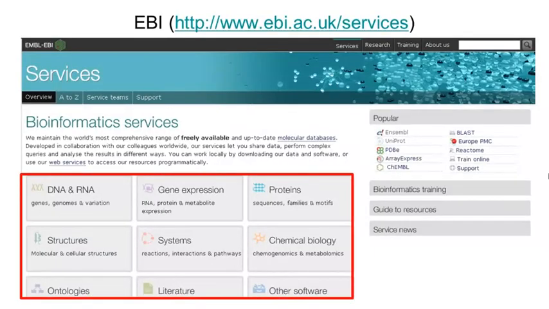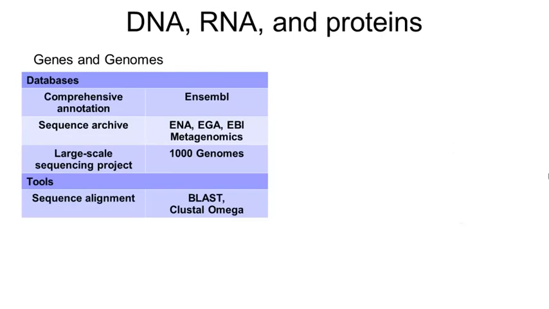EBI has resources for DNA, RNA, and protein sequence retrieval and analysis, protein structure analysis, gene expression analysis, pathway analysis, ontologies, and so on. For genes and genomes, an important resource at EBI is the Ensembl database, that is a comprehensive secondary database of gene and genome annotations. EBI also archives raw sequence data such as metagenomics data. It is also home to the 1000 Genomes Project that we talked about earlier in this MOOC.